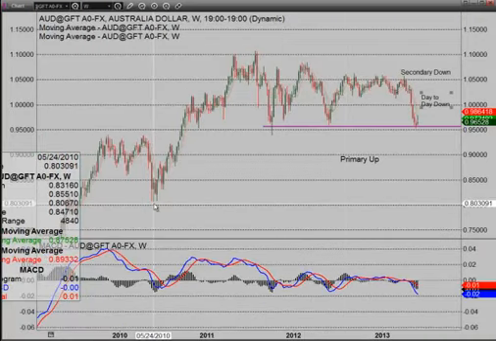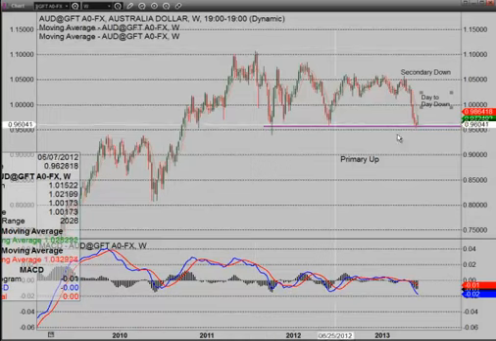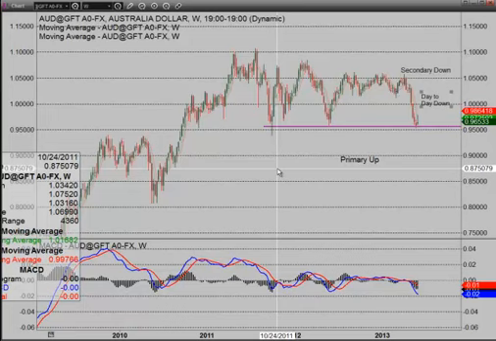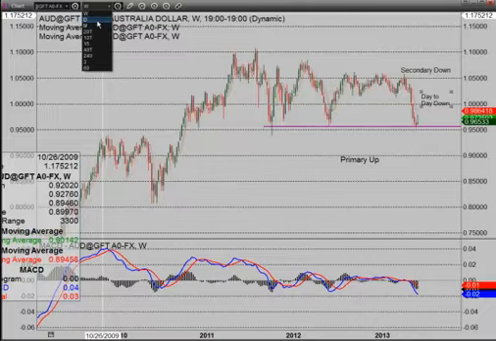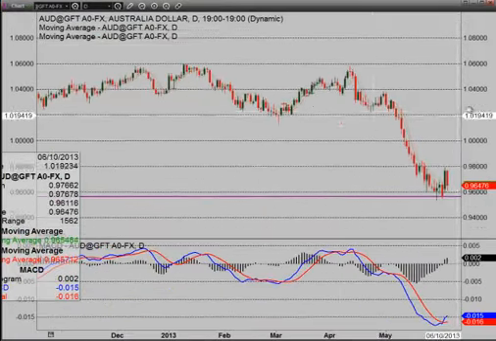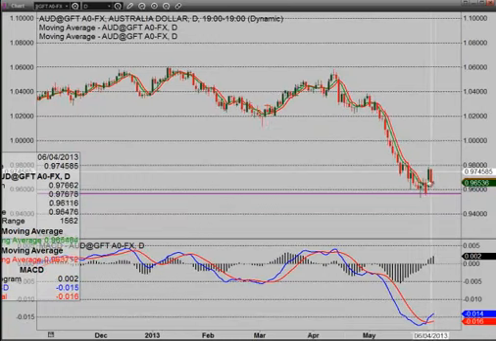You take the 2010 low to the 2011 high, you come down and you have a 50% retracement right there. So, it's hard to get too bearish on this market with that 50% holding. On the other hand, let's drop back down to the daily chart, and today was not a good day for the Aussie.